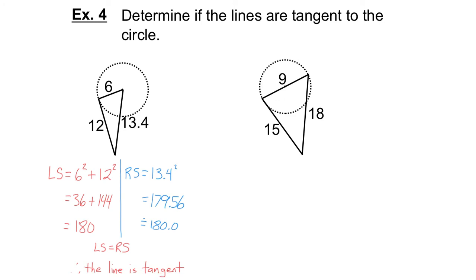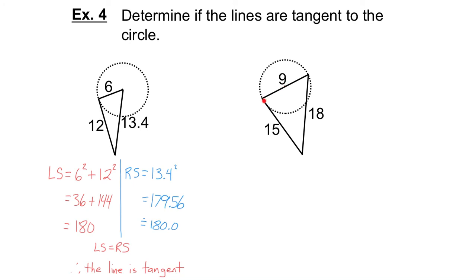Therefore, the line is tangent. Because as I said, if this line was a tangent to the circle, then it would be at a right angle to this radius, and the Pythagorean theorem would work. Left side would equal right side. Okay, let's try this other one. Obviously, this line is not tangent. This one might be, because it looks like it meets the circle at one point. And this line, no, it's not the radius, but it is the diameter.